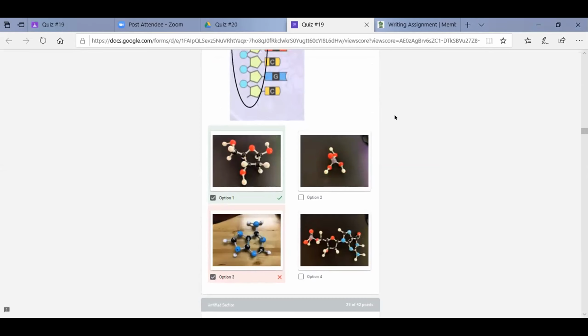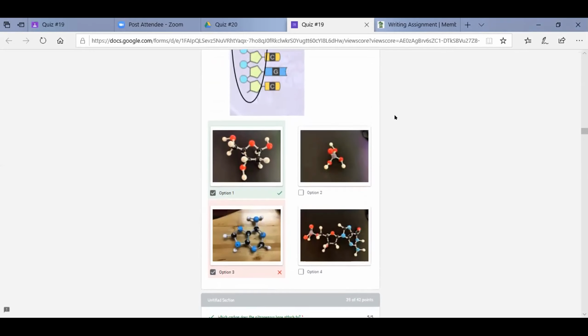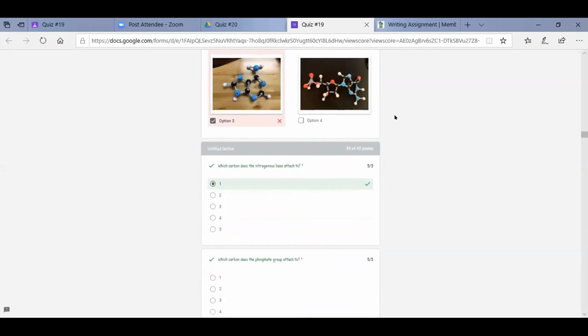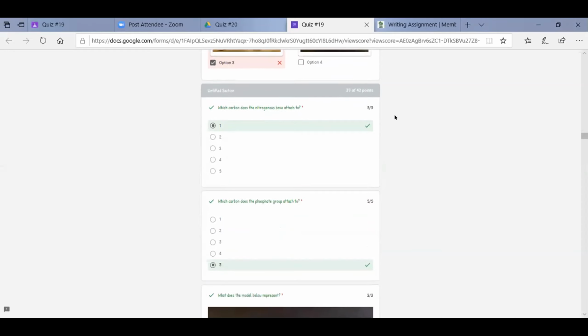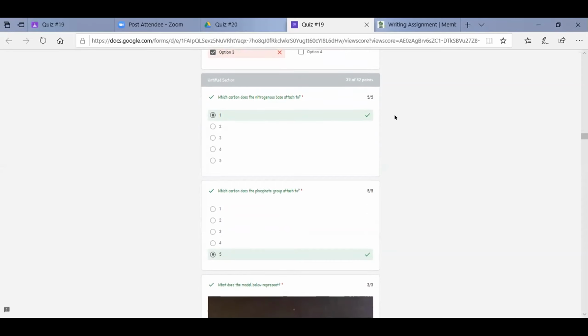I chose option 1, right? Option 1 is the five-carbon sugar. You needed option 2, not option 3, because the little sides of the ladder aren't made up of the nitrogenous bases. They're made up of five-carbon sugar and phosphate group. Which is the nitrogenous base attached to? The nitrogenous base attaches to carbon 1. The phosphate group attaches to carbon 5.